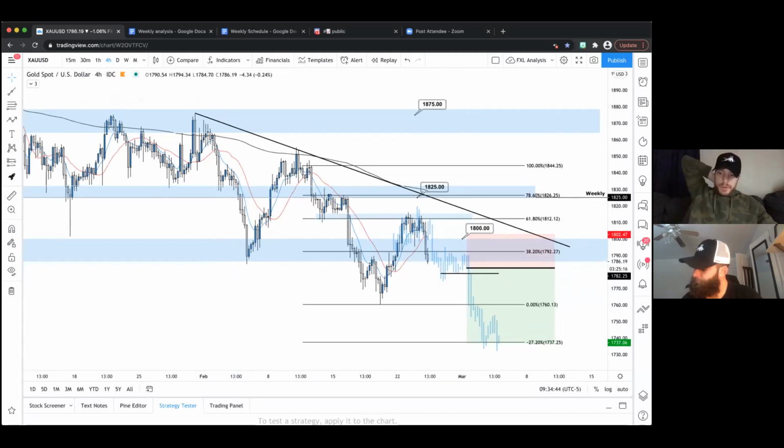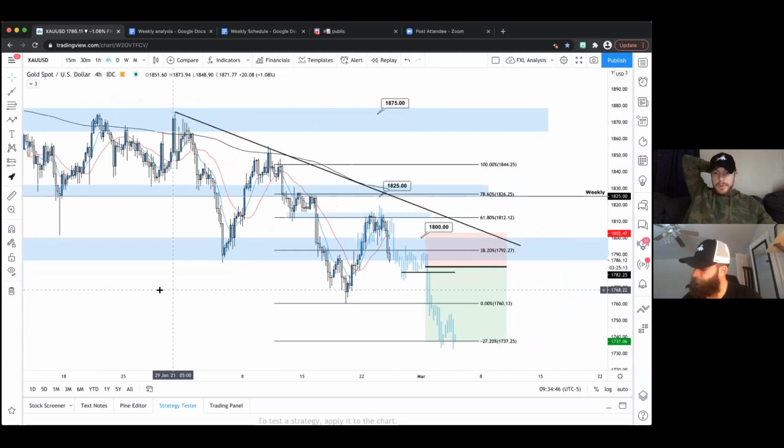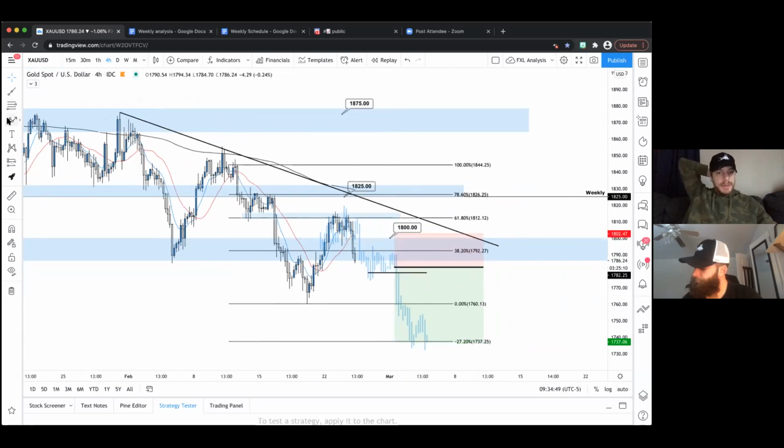We're targeting down towards 1730. So that's what we're looking at right now on gold. Love to see that kind of movement.